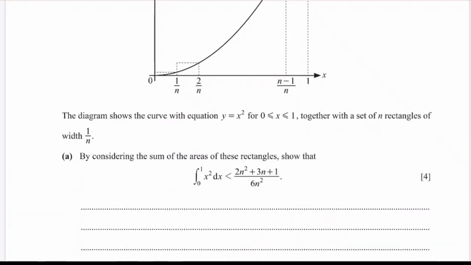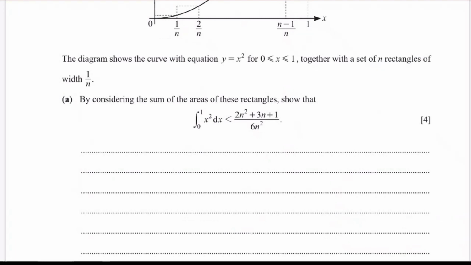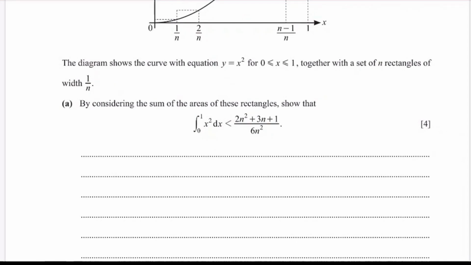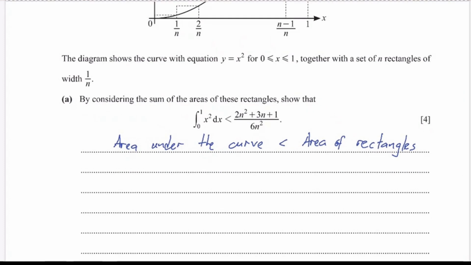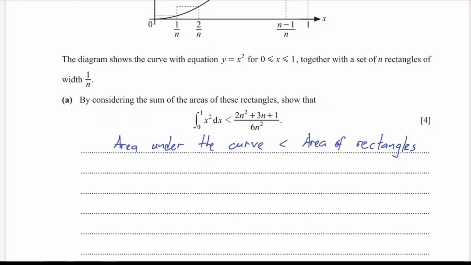Here is the integral. The integral here actually represents the area under the curve. So we can say that the area under the curve here is less than the area of the rectangles. That's why we get this inequality here. Of course, the area under the curve is given by this integral exactly. So we're now looking at the area of the rectangles.